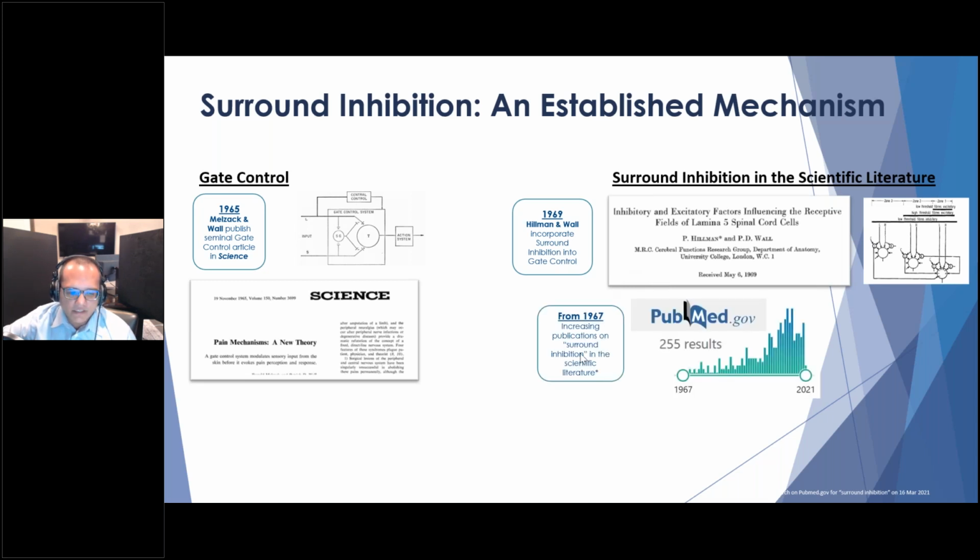From 1967 up until the present day, there's been a huge uptake in publications regarding surround inhibition. It's gone from almost nothing in the 1960s to a few hundred, and it's going up almost exponentially on this curve.